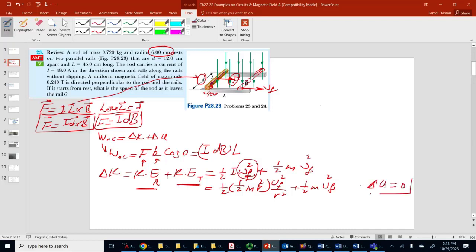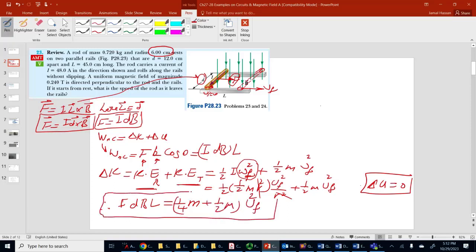Delta U is equal to 0. There is no change in potential energy. So that means IdBl is simply equal to these two terms together. So this is 1 over 4 m, R with R will cancel out, I'm going to take V final as a common factor, plus half m V final squared. You could easily find V final in this equation. Everything else is known here, so you get V final.